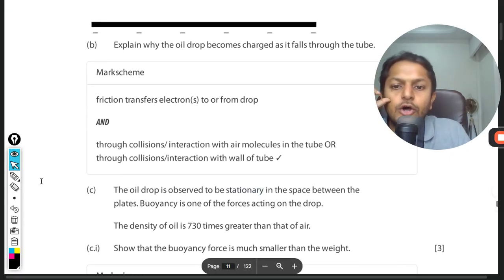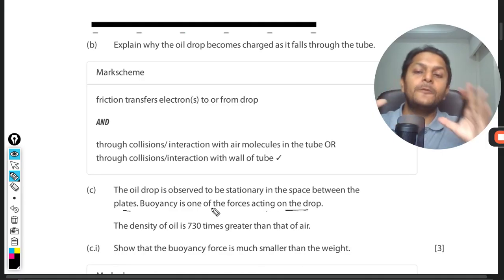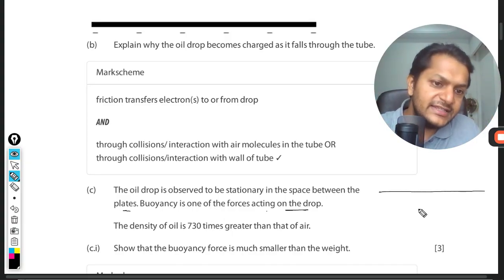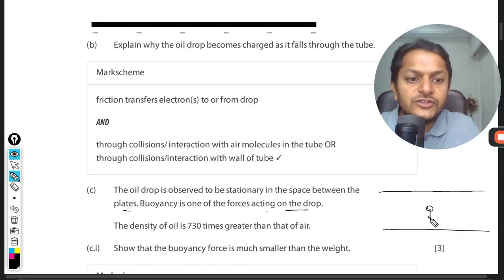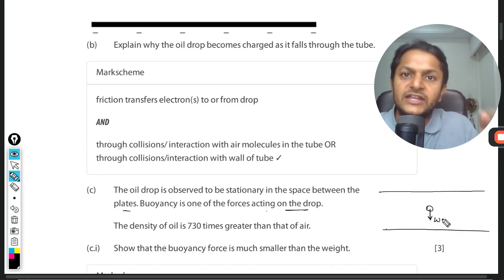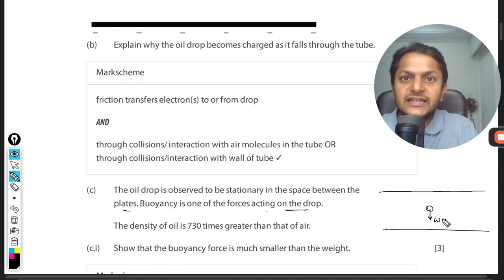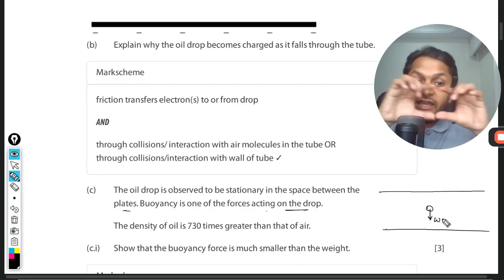The oil drop is observed to be stationary in the space between the plates. Buoyancy is one of the forces acting on the drop. Now, the situation becomes even bigger. Let's say these are the two plates here. So there is this drop which was moving. It was going downward because of its weight, it was falling through the tube. But as soon as it enters the region of these two plates, it is seen that the particle is not moving now. Neither is it going down nor up, but it is levitating inside the plates.